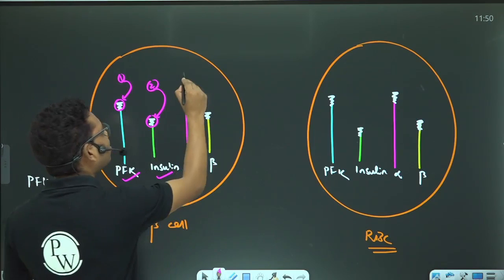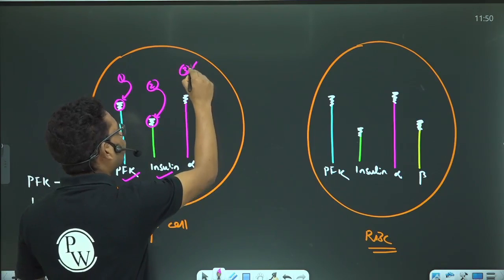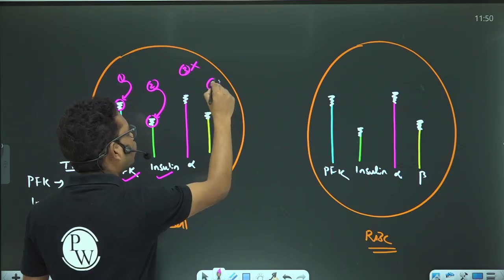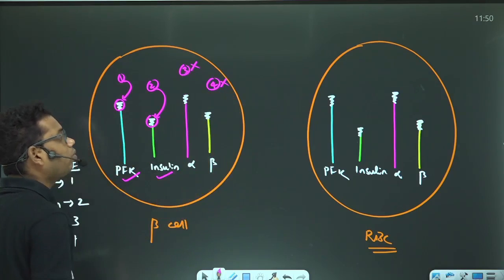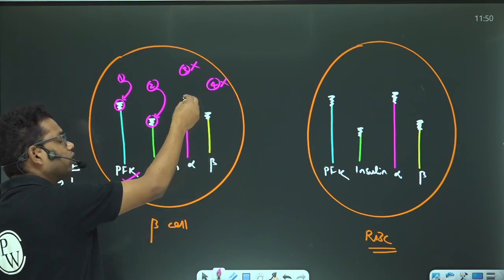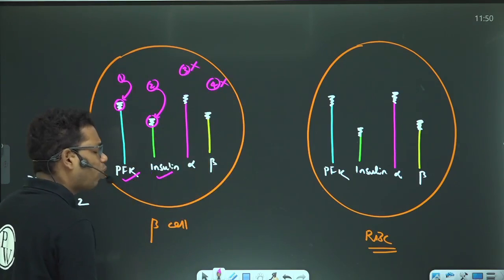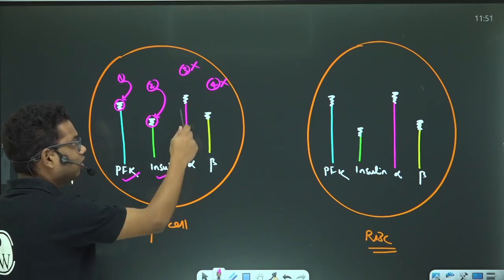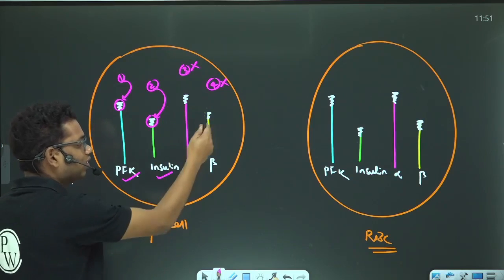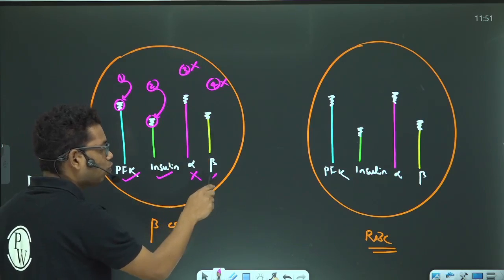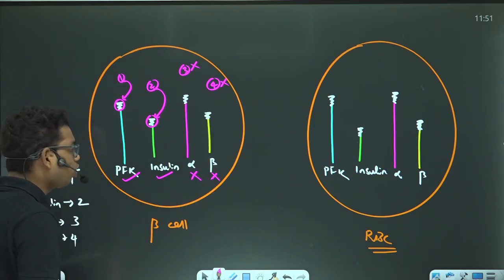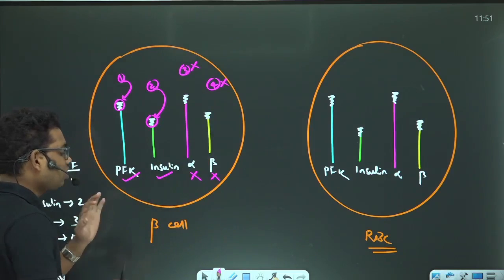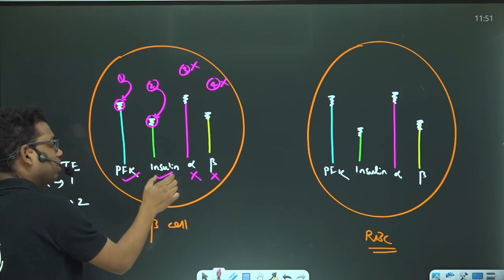But in this cell, transcription factor 3 is not formed, and transcription factor 4 is not formed. Because they are not formed, the promoters will not get bound to transcription factors, so there will be no transcription of these genes, and no formation of the alpha chain and beta chain. So this cell is producing phosphofructokinase and insulin.